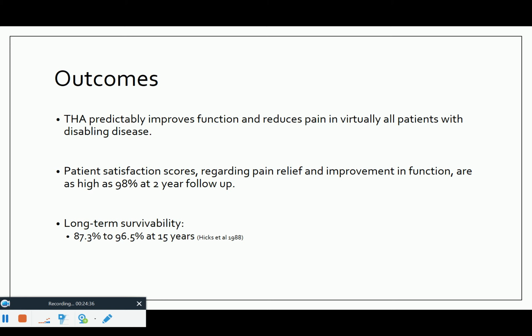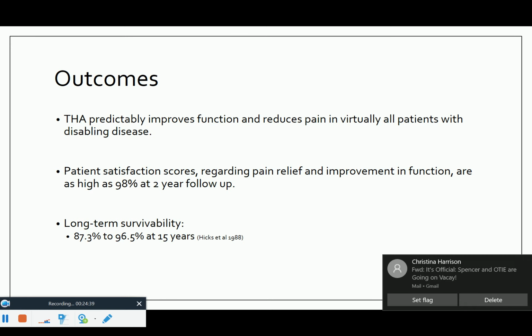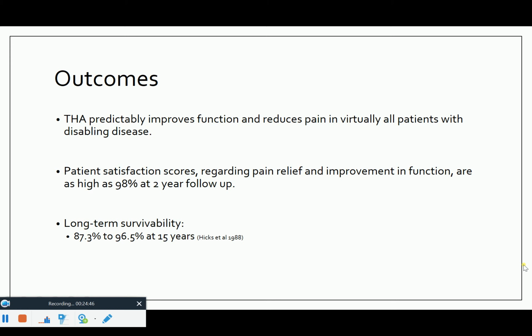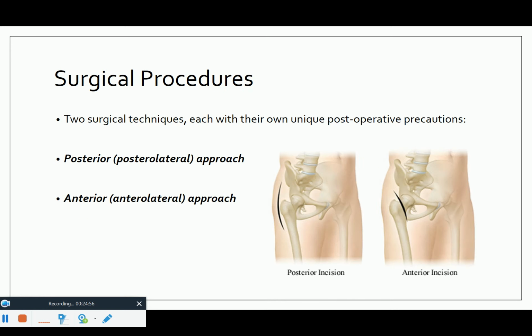And long-term survivability, so in a study by Hicks et al., this is way back in 1988, they looked at 87.3% to 96.5% showing survivability at 15 years with their hip arthroplasty. So what do they do? Two surgical techniques are widely used. One's the posterior approach and one's the anterior approach. And they do have their own surgical postoperative precautions. Here's what the incision sites typically look like, or where they are anatomically speaking.